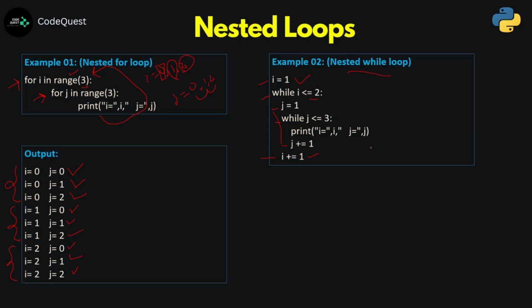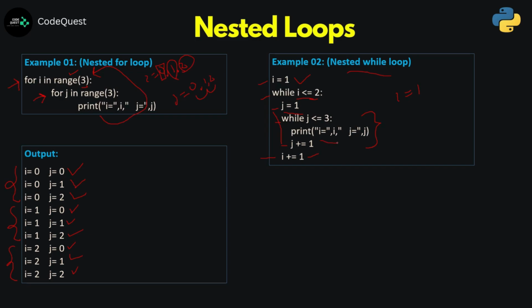So when it comes to the execution, we start from i equals 1. Now we check this condition, that is 1 less than or equal to 2. So i is 1 for the time being. Now j has started with 1, and in this while loop, while j is less than or equal to 3, j is 1, which is less than or equal to 3, that is true.